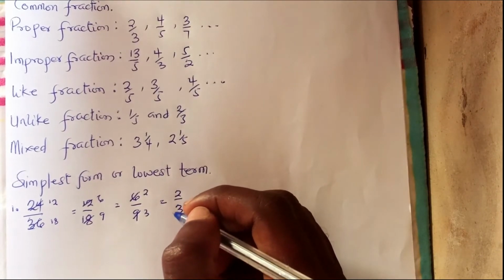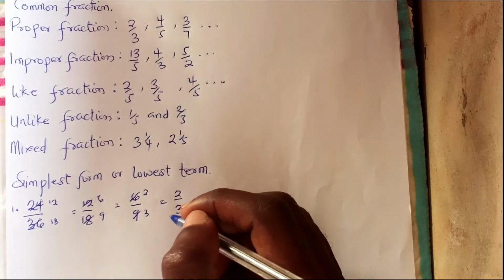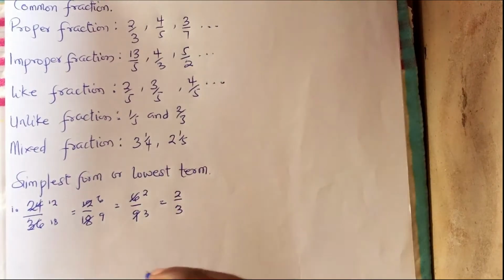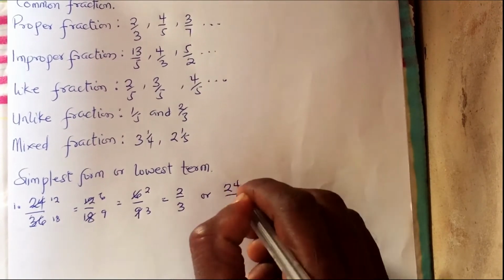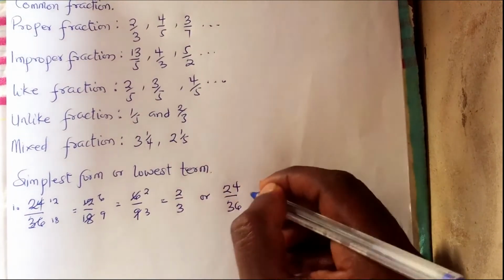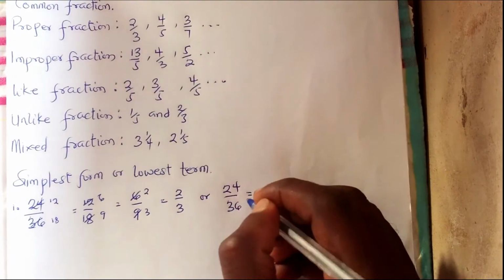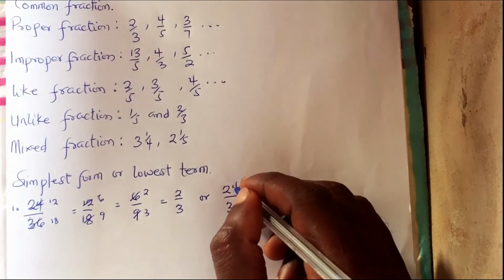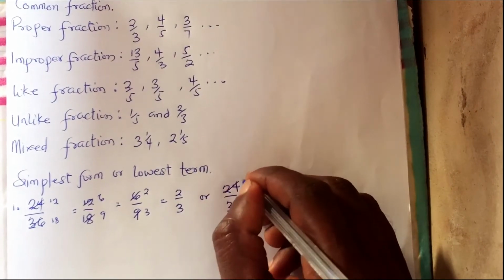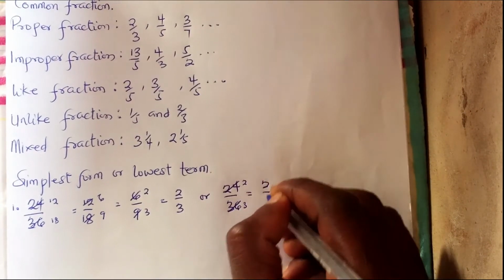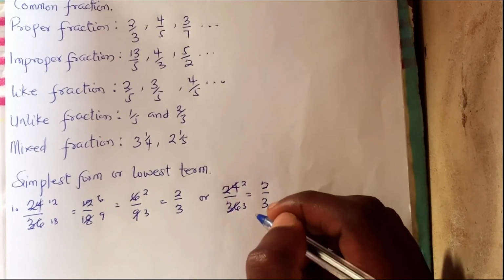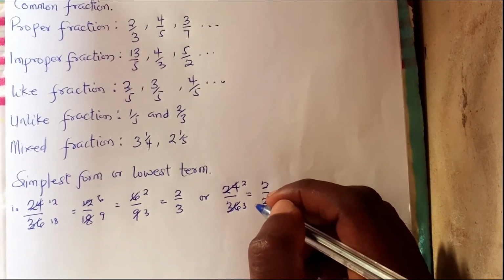If we had used the highest common factor, that is 12. That's 24/36. Using 12, 12 will go into 24 2 times, and into 36 3 times. So using the highest common factor, we have it easier in breaking it down.